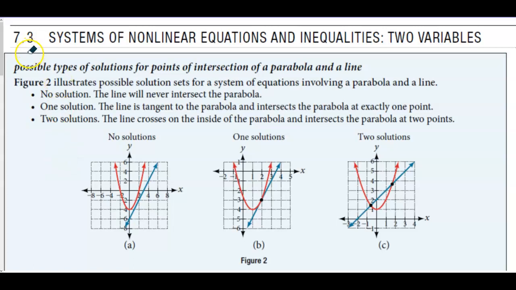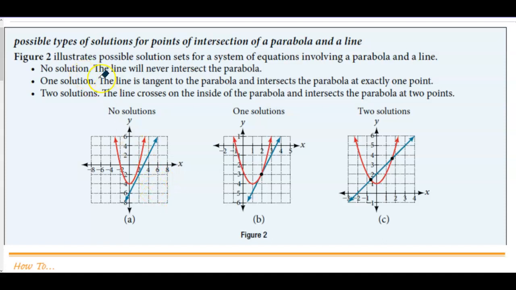In section 7.3, we have systems of nonlinear equations and inequalities within two variables. Now, there are possible types of solutions for points of intersection of a parabola and a line. Figure 2 illustrates possible solution sets for a system of equations involving a parabola and a line.